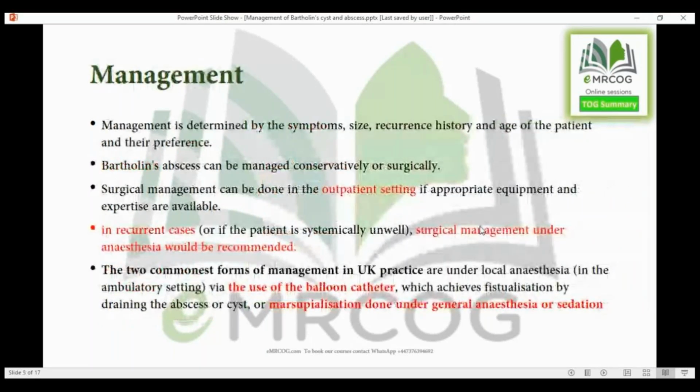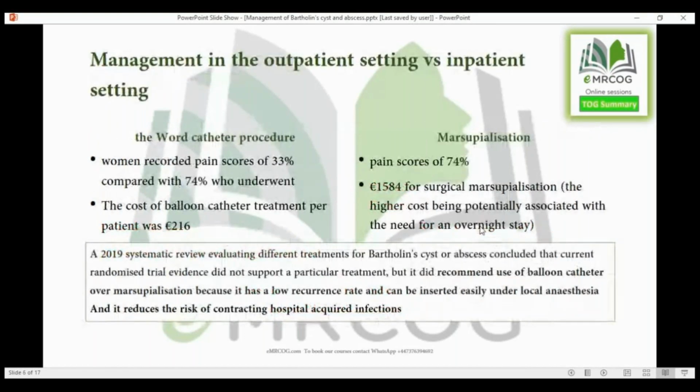Okay, how are we going to manage Bartholin cyst or abscess? We have mainly two routes, either conservatively or surgically. Surgical management can be outpatient or inpatient. How can we say we are going to do so or so? I'm going to tell you about it. The commonest forms of management in the UK are mainly via the use of a balloon catheter or marsupialization. But in the UK, mostly they prefer the Word catheter procedure because it's outpatient.